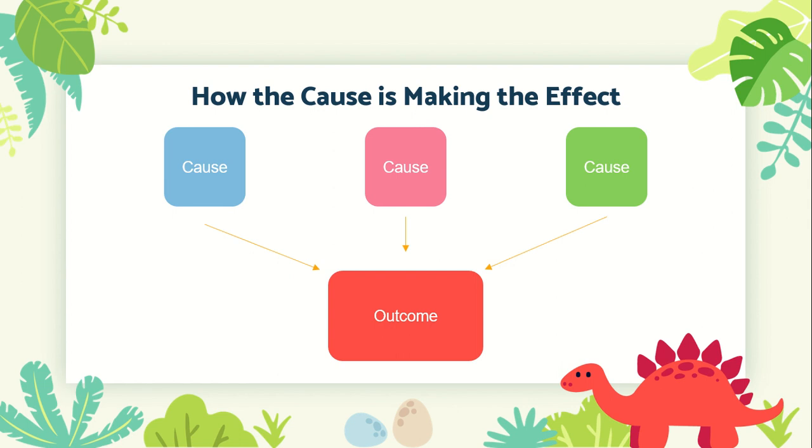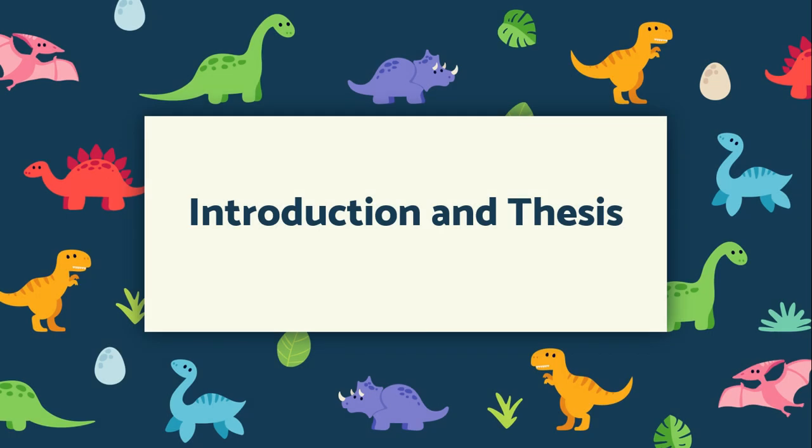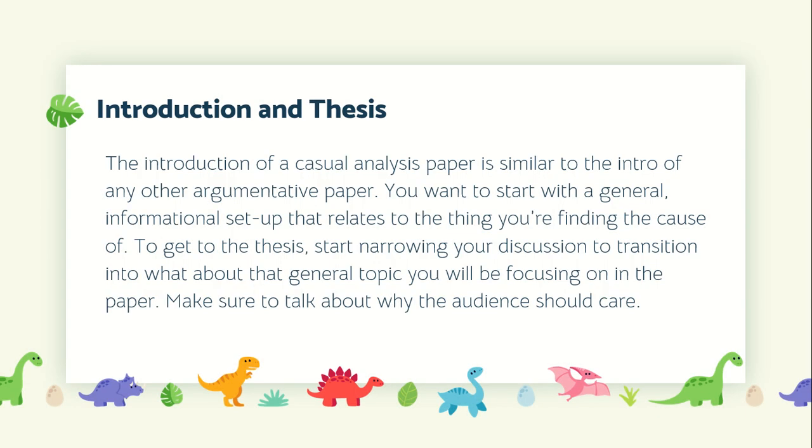And now for actually starting the paper, beginning with the introduction and thesis. The introduction of a causal analysis paper is similar to the introduction of any argumentative paper. You want to start with a general informational setup that relates to the thing that you're talking about, and to get to the thesis, start narrowing down your discussion to transition into what about that general topic you will be focusing on in the paper. Make sure to talk about why the audience should care.